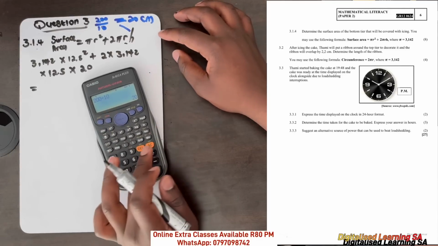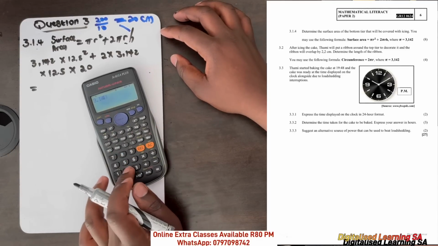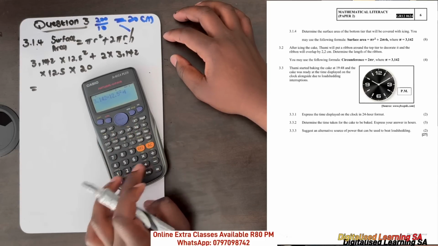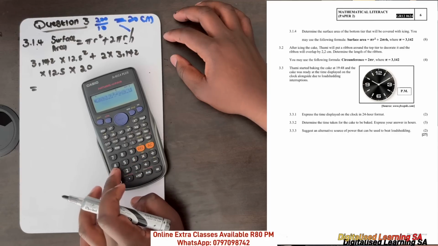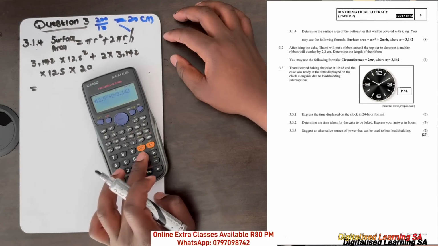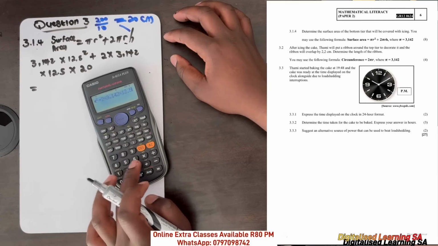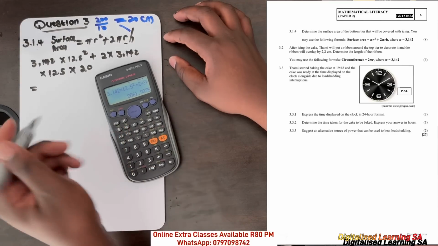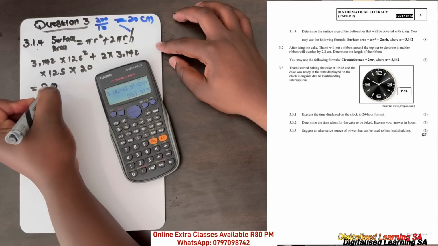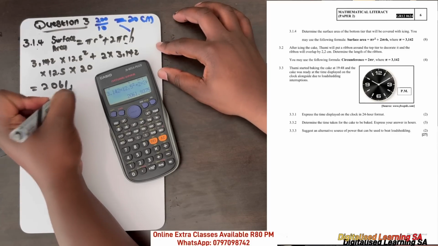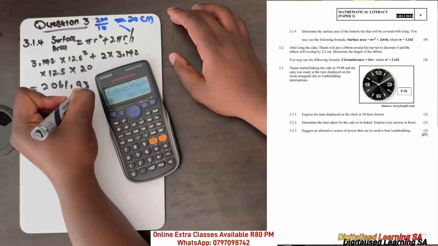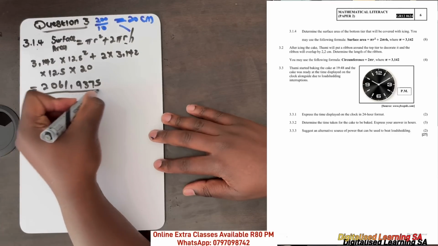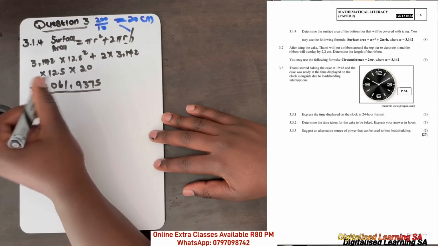it will be 3.142 multiplied by 12.5 to the power 2 plus 2 multiplied by 3.142 multiplied by 12.5 multiplied by 20, and our surface area will be 2061.9375. So this is our surface area, but this has icing.